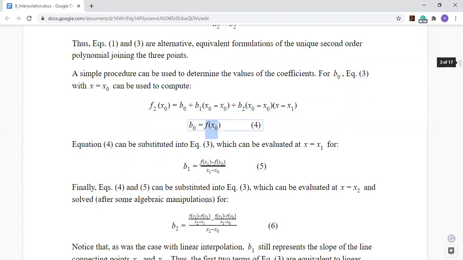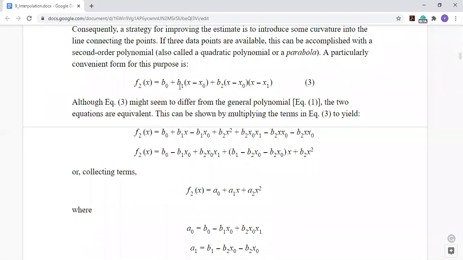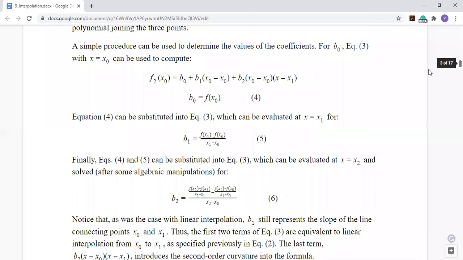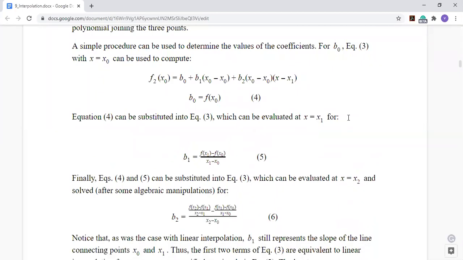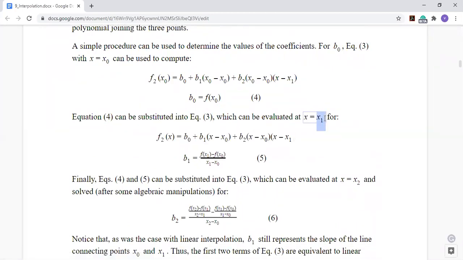Then to get b1, because we need all these coefficients, in place of x we replace it with x1 in equation 3. So you replace this x here with x1, then this x here with x1, then this x here with x1. Then if you do the algebra, you get your b1 as this particular function.